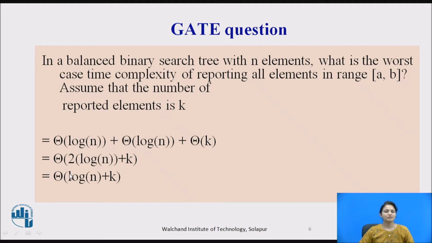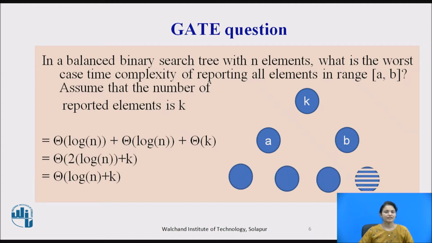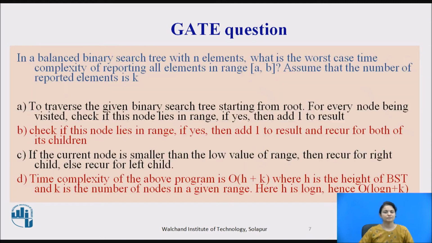So in total it will be big O log n plus log n, which is 2 log n, plus this k. In big O notation 2 log n is nothing but log n. So our answer will be big O notation log n plus k. Like this we can find that the worst time complexity is big O log n plus k.